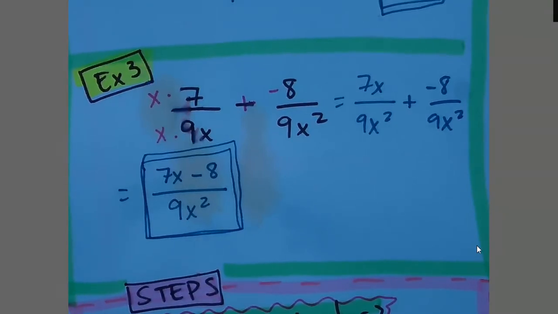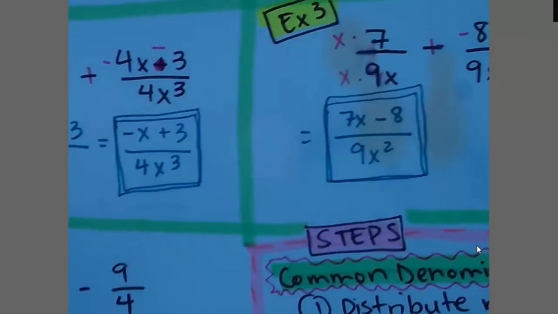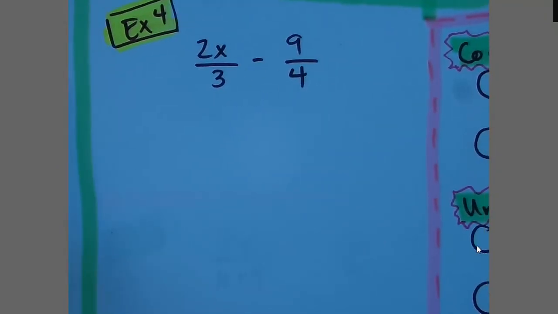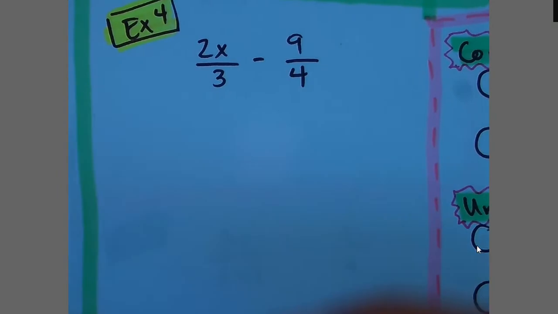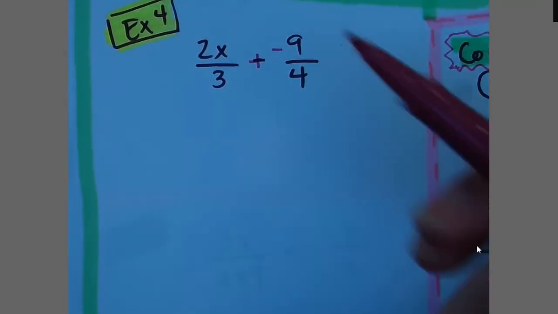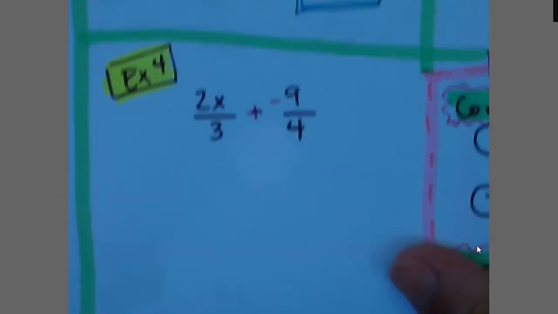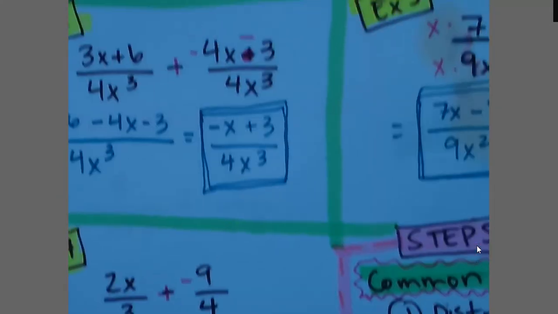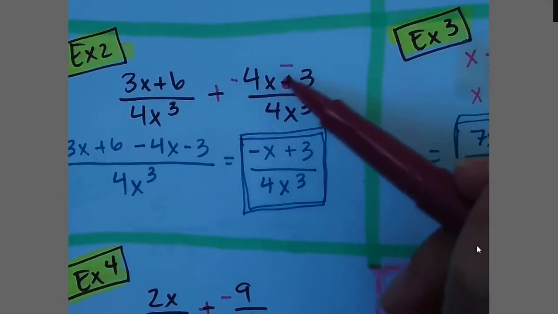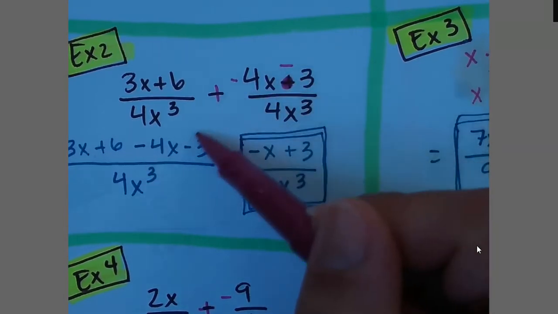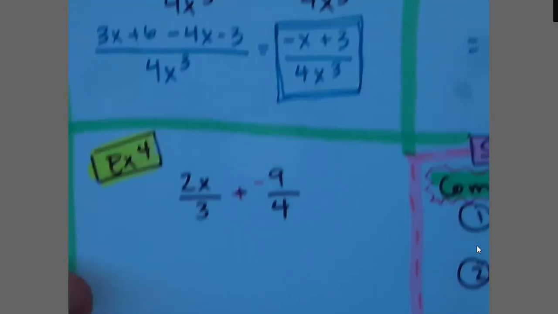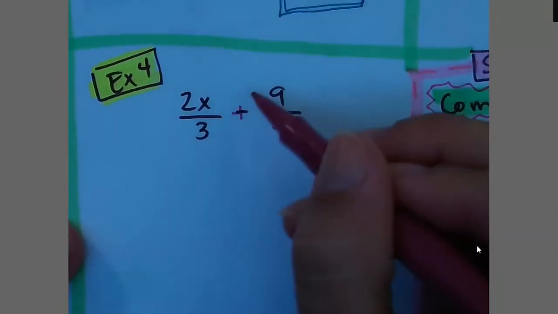All right, example number 4. This one has a 3 on the bottom, and that one has a 4. But the first thing I'm going to do is change this to an addition problem and make that a negative 9. The reason I do this is mainly for problems like number 3, where you actually had to distribute the negative, because a lot of people would write minus 4x plus 3. That is not correct. You need to distribute to everything. So that's why I go ahead and distribute a negative at the beginning.